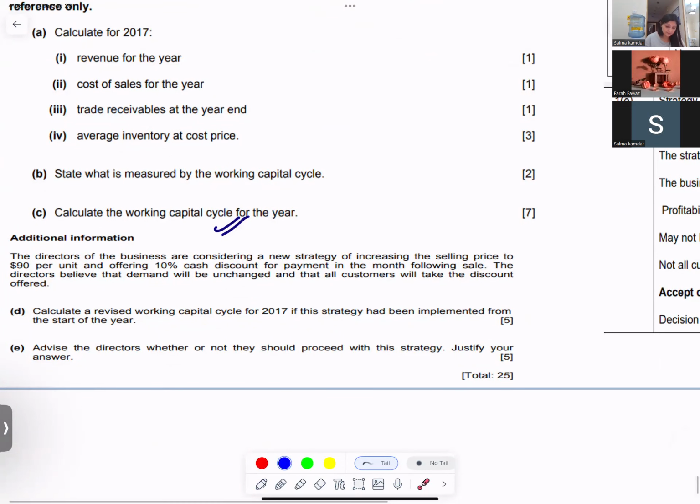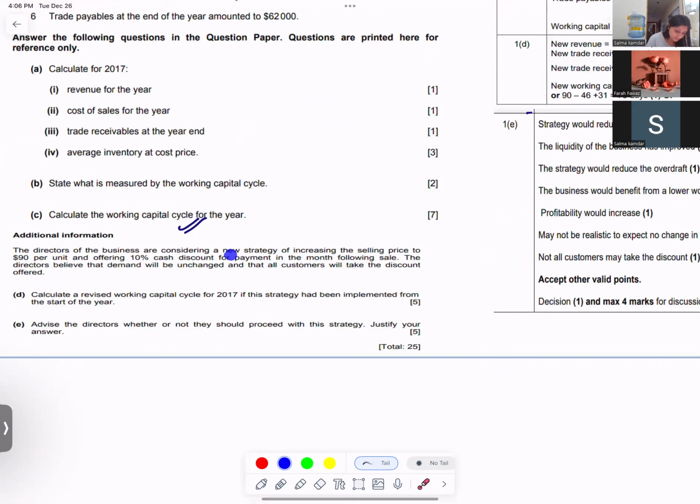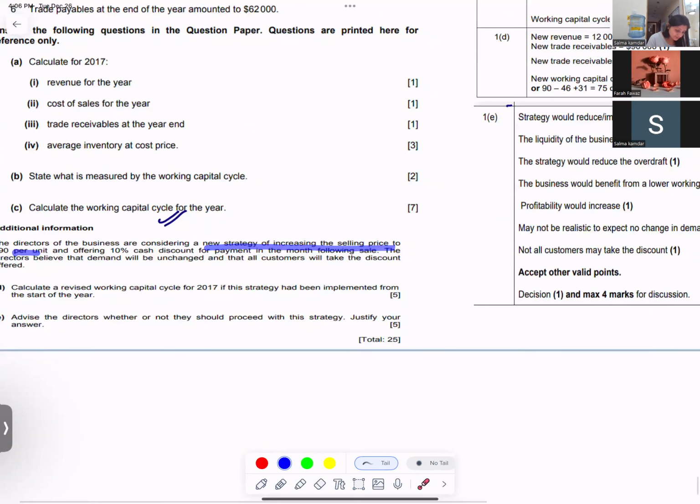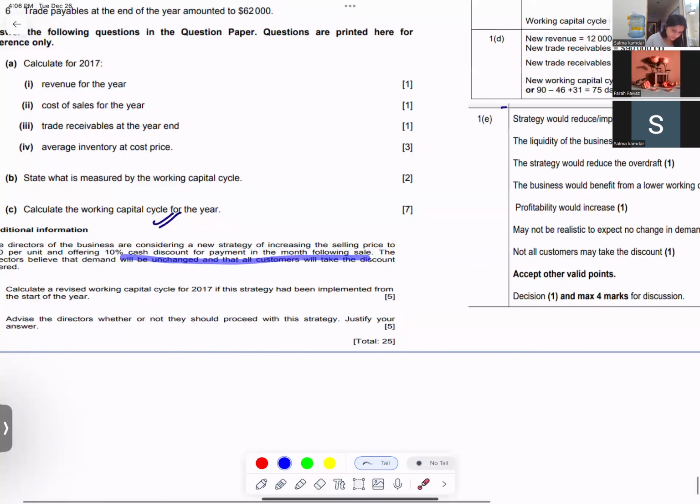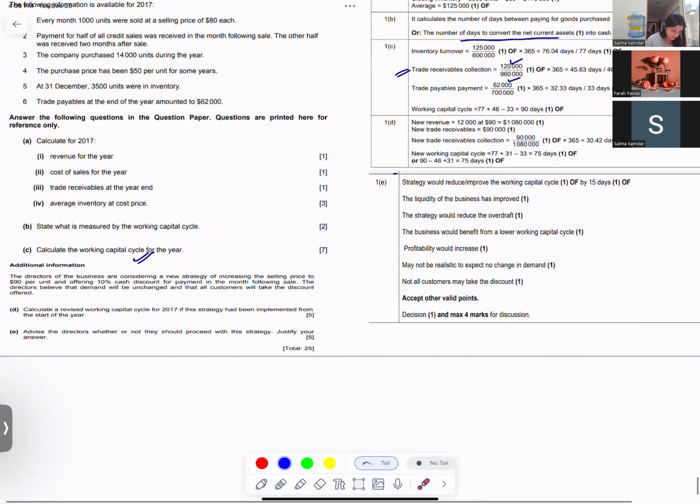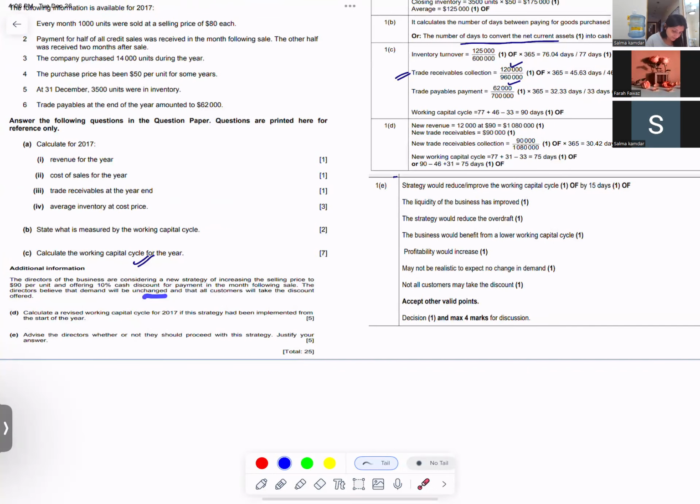The directors of the business are considering a new strategy of increasing the selling price to $90 per unit and offering a 10% cash discount for payment in the month following sale. The directors believe that demand will be unchanged and all customers will take the discount offered. Calculate... what did you want me to calculate?